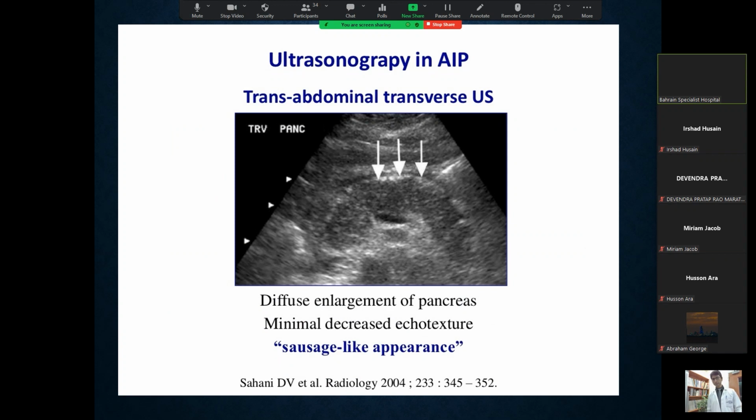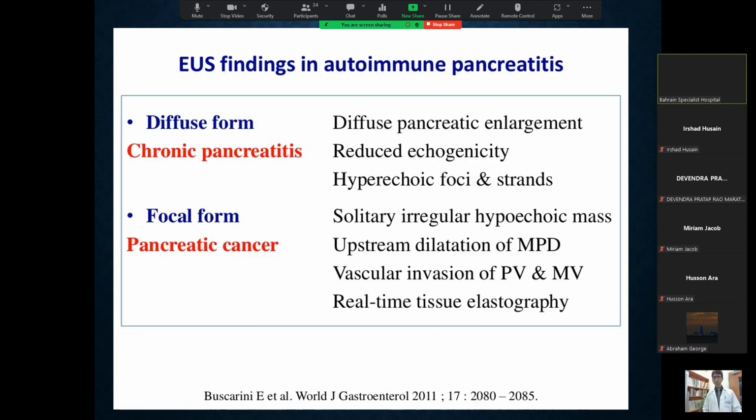If you can see this image, this pancreas is very bulky, and this is called diffuse enlargement of the pancreas with decreased echotexture overall, or we call it a sausage-like appearance. It is typical of autoimmune pancreatitis. It can be a diffuse form, as we just saw on the image, like diffuse pancreatic enlargement, and in chronic pancreatitis you see reduced echogenicity, hyperechoic foci and strands. There's also a focal form, as we said in the beginning it can present as a mass. So a solitary irregular hypoechoic mass can also be present.